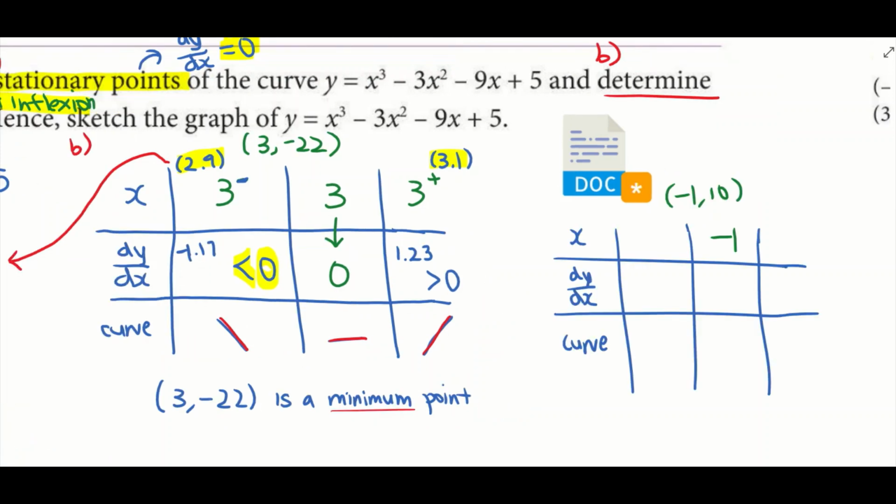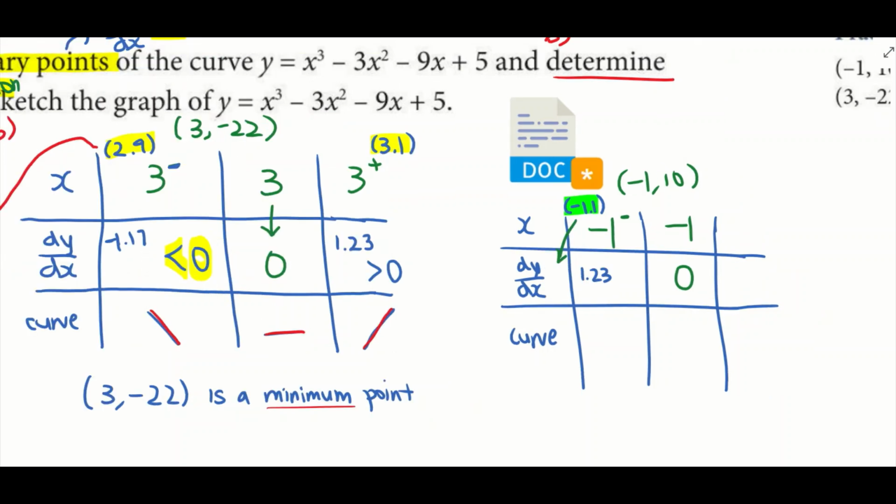Now I'm finding the nature of the other stationary point, (-1, 10). I start with -1. At x equals -1, what's the gradient? 0. Yes. What is a point that is slightly before -1? Then afterwards I will sub -1.1 into dy/dx. Basically 1.23, which is positive. Now on to a point that is right after -1.1. What's the number right after -1.1?